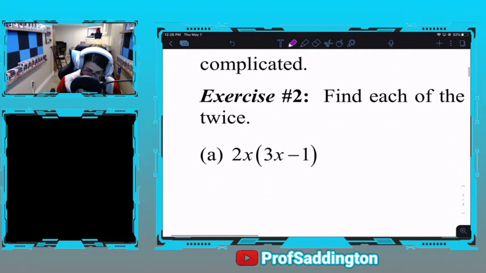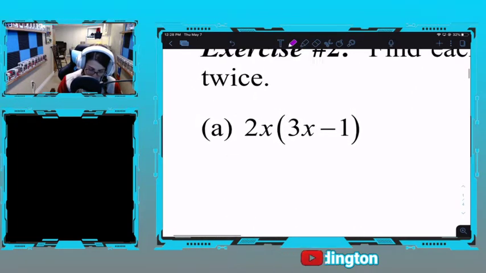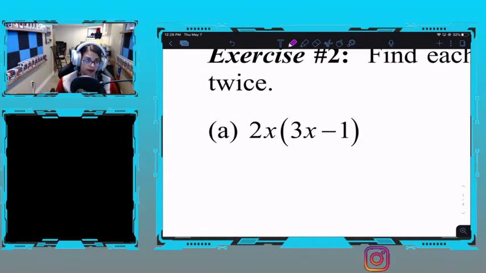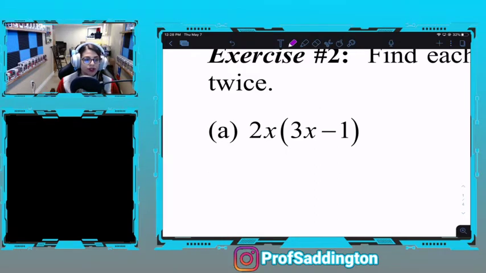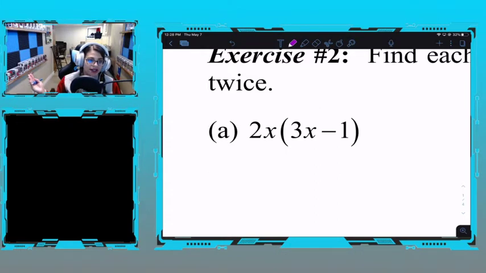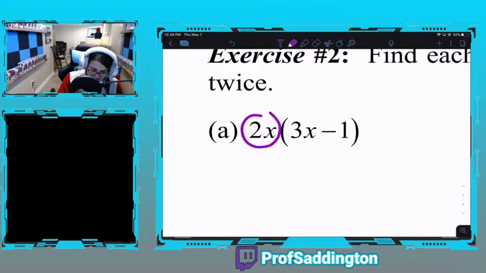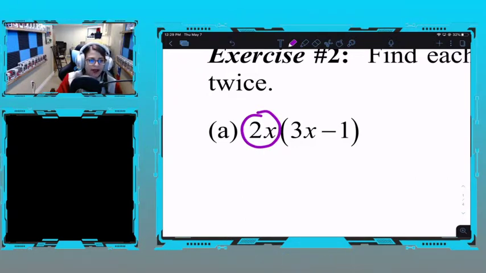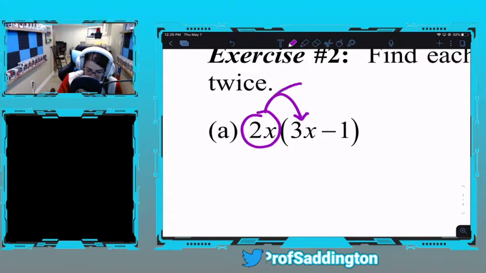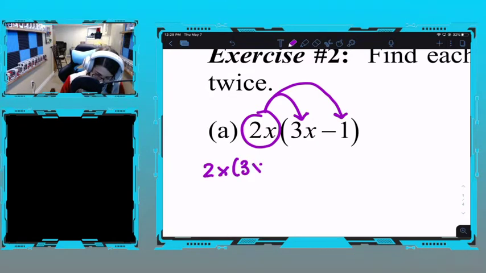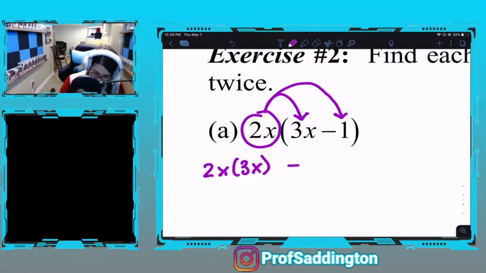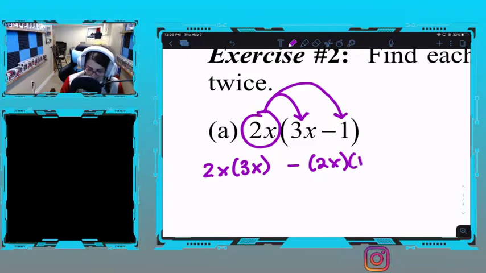All right. So next, let's review regular distributing. So regular distributing is when you have one term on the outside, and then you have some polynomial on the inside. In this case, it happens to be a binomial. So we're going to distribute the 2x to both terms on the inside. So we have 2x times 3x minus 2x times 1.